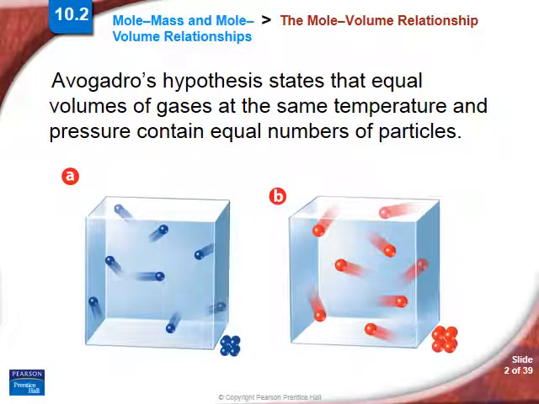So Avogadro's hypothesis states that if you have equal volumes of gases at the same temperature and pressure, then they're going to have the same number of particles. So basically, if you have any gas at the same temperature and pressure, you're going to have 6.02 times 10 to the 23rd particles, no matter what gas you're talking about.